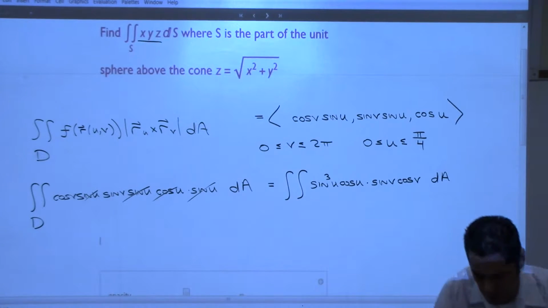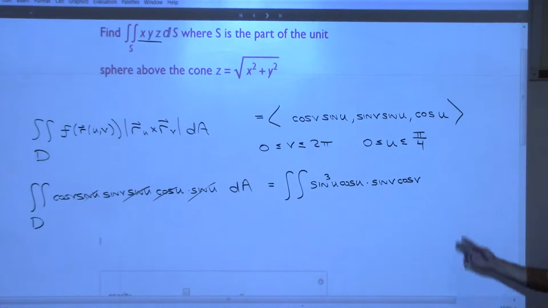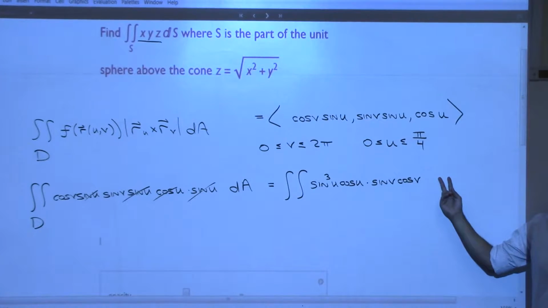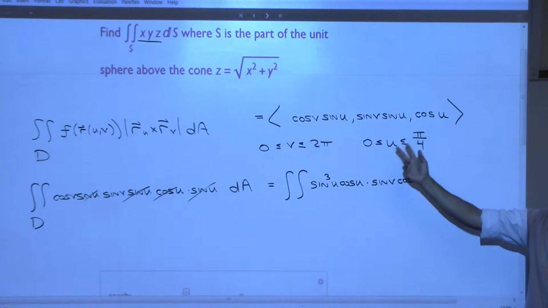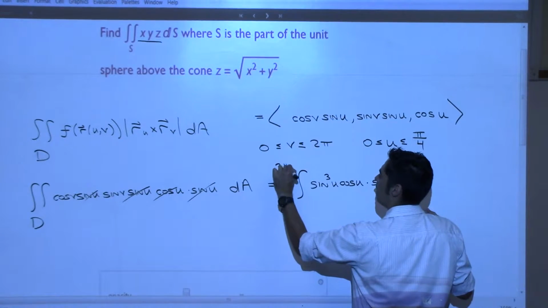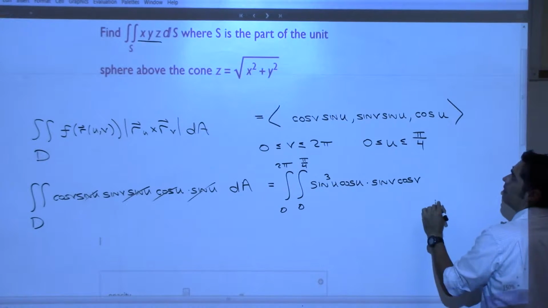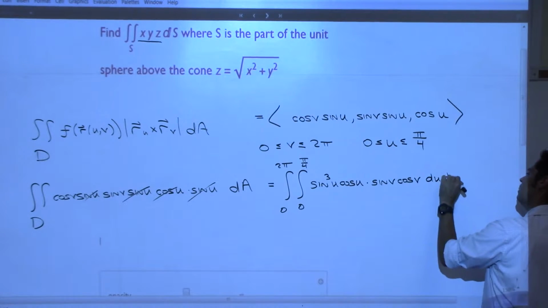You know, let's not do dA. Let's actually go to our limits. So we're going to have dv du or du dv. It's your choice. It doesn't matter because they're constants, right? Trapped between constants. So I'll do the v on the outer one, 0 to pi, 0 to pi over 4 here. And in that case, I've got to go du, then dv, right?